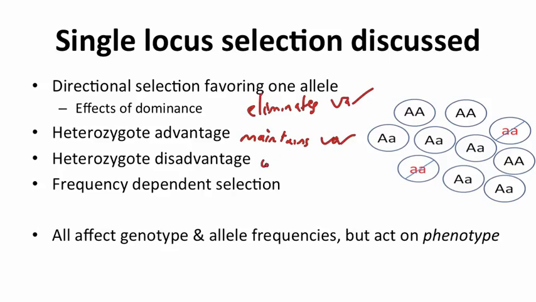Heterozygote disadvantage is unstable, so although you can argue that it maintains variation, it only does so under unrealistic circumstances, so it probably will eventually lead to elimination of variation. And negative frequency-dependent selection will maintain variation as well. All of these are affecting genotype and allele frequencies, but they're acting through the phenotype.